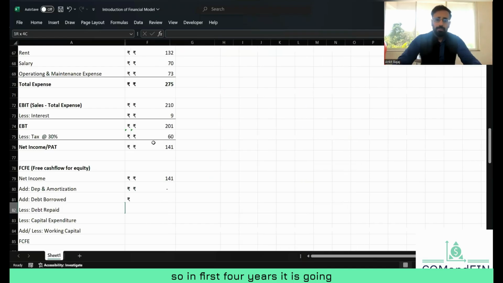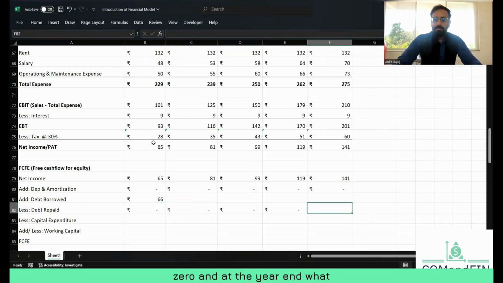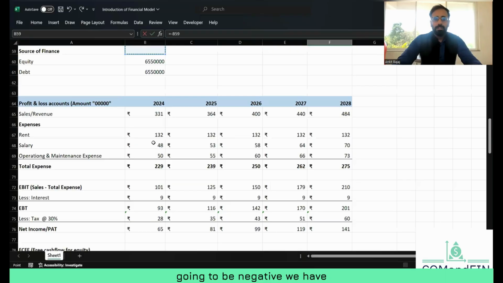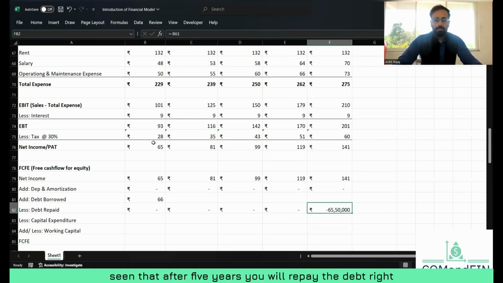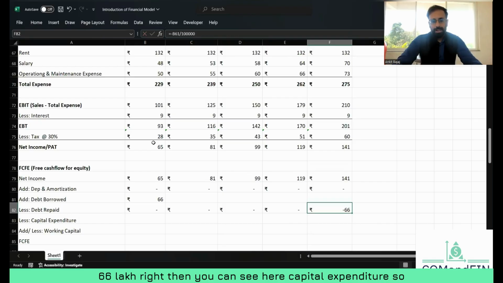So in the first 4 years, it is going to be zero, right? And at the year end, you will repay the debt. So this value is going to be negative. We have seen that after 5 years, you will repay the debt, right? So we have to take this in lakhs. I will divide this by 1 lakh, and here you will repay this much, that is 66 lakh.